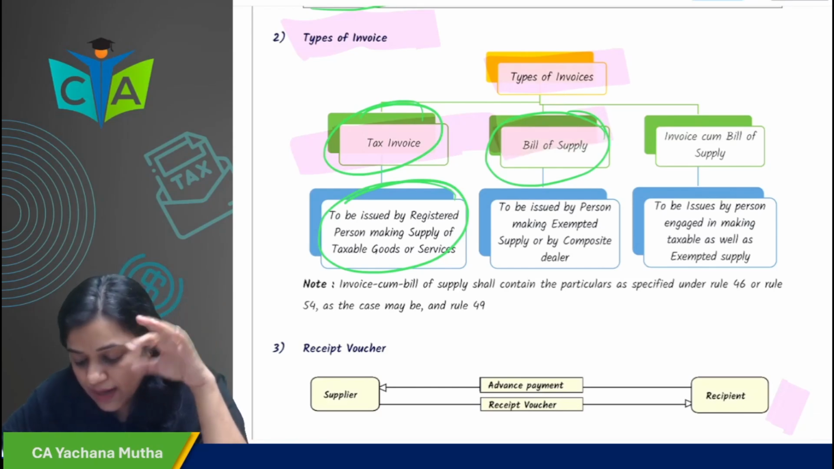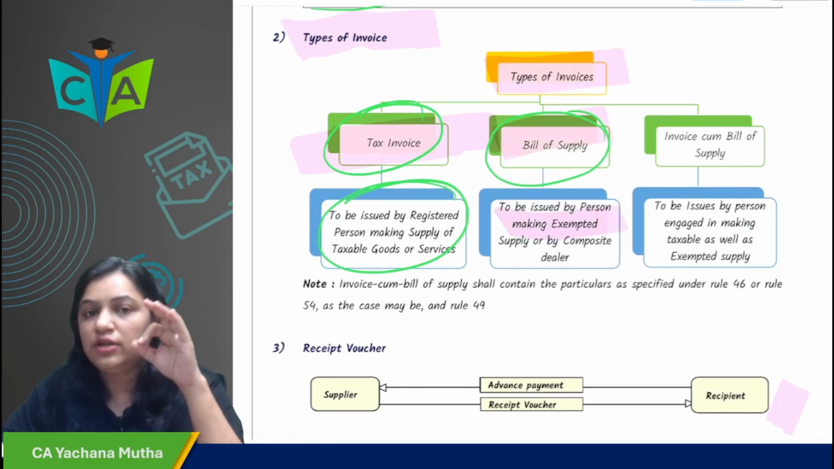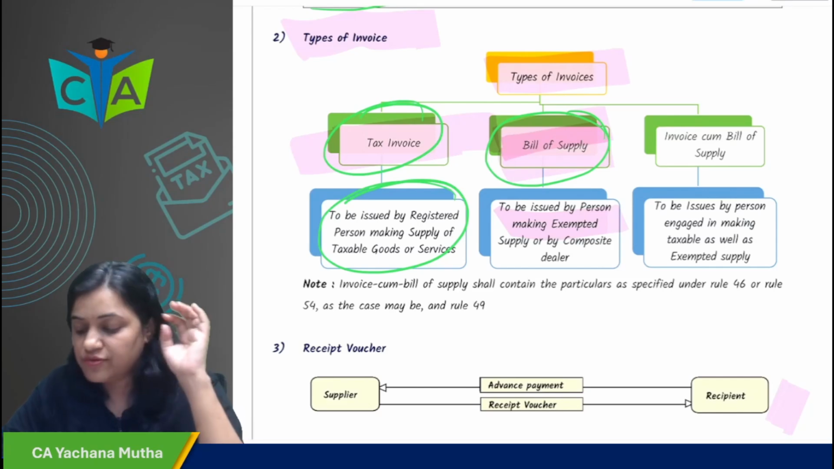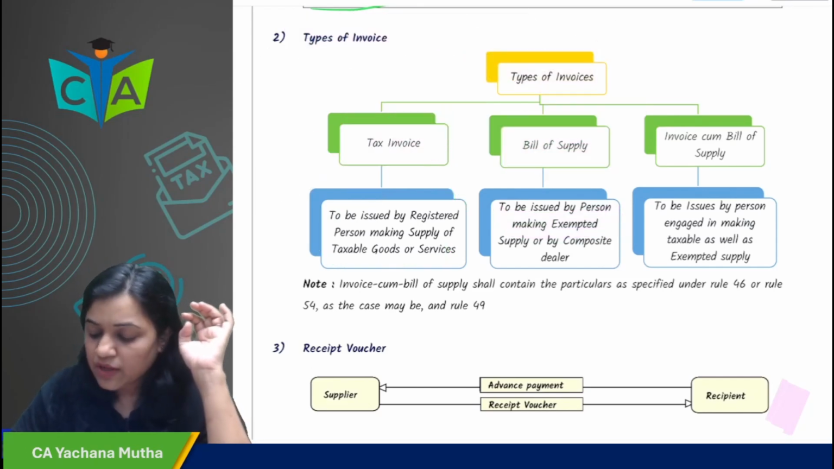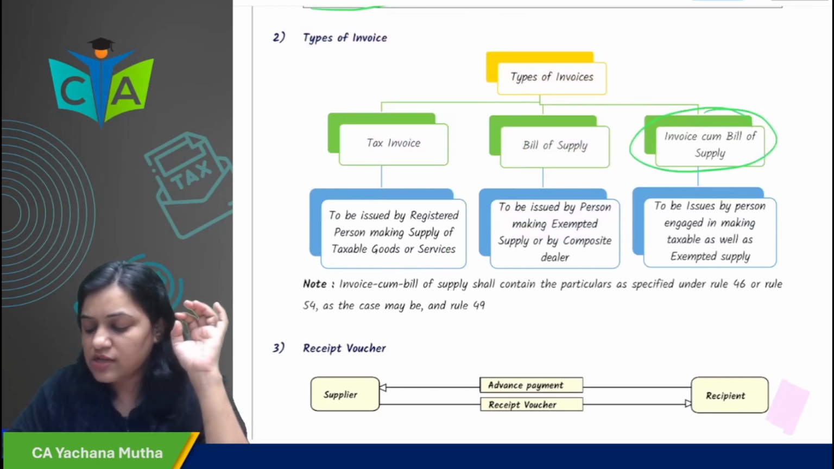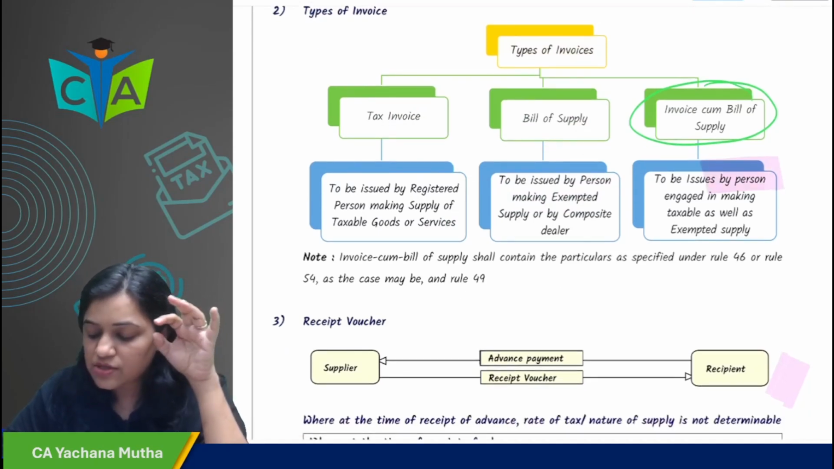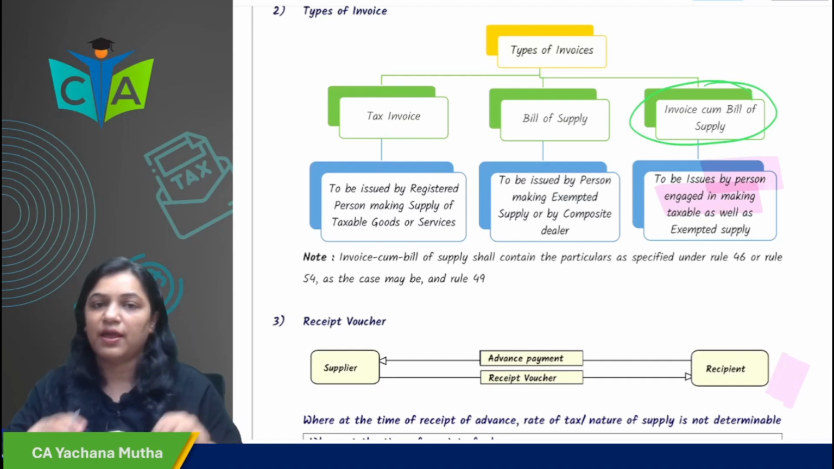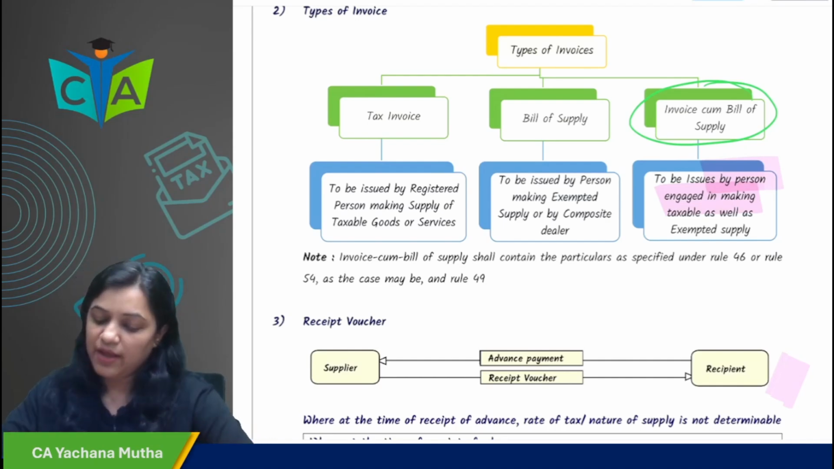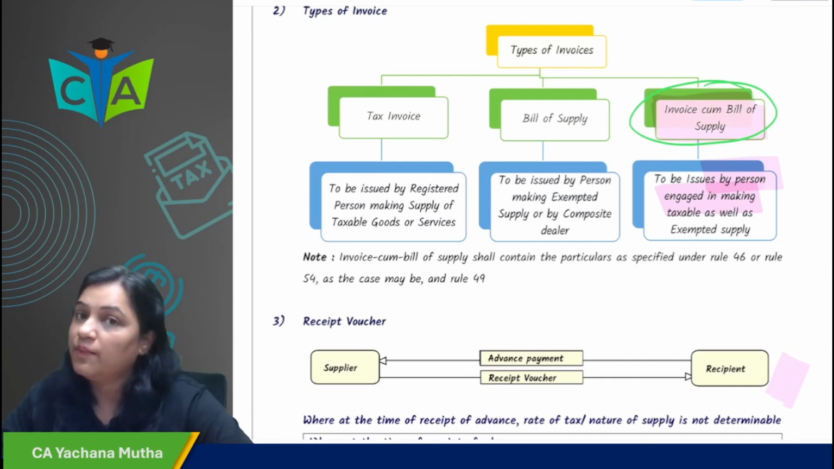Then the person who is making exempt supply, or who is a composite dealer, has to issue a document called a bill of supply. Then there is one document called an invoice cum bill of supply, which is to be issued by the person who is making taxable as well as exempt supply.